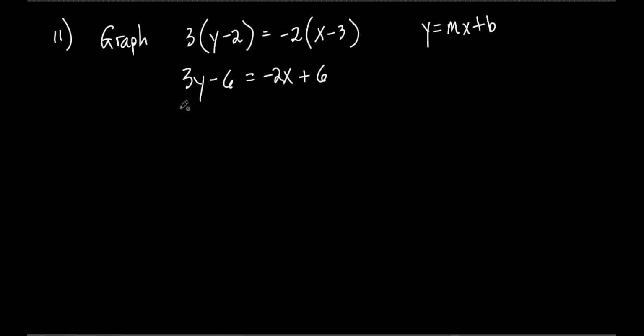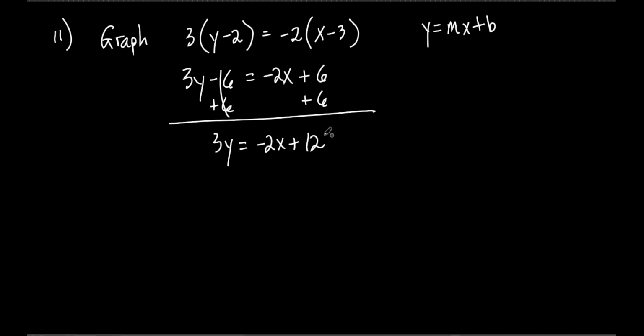All right, well, let's get y by itself. So I'm going to add a 6 to both sides to get rid of that. That cancels. So I've got 3y equals, what do we get? Negative 2x plus 12. Everybody good so far?